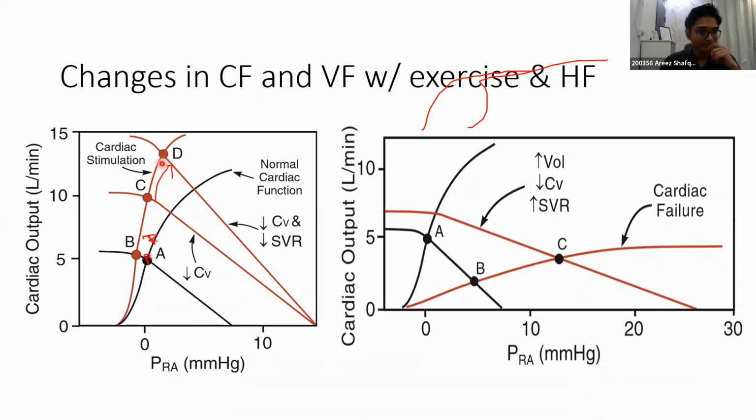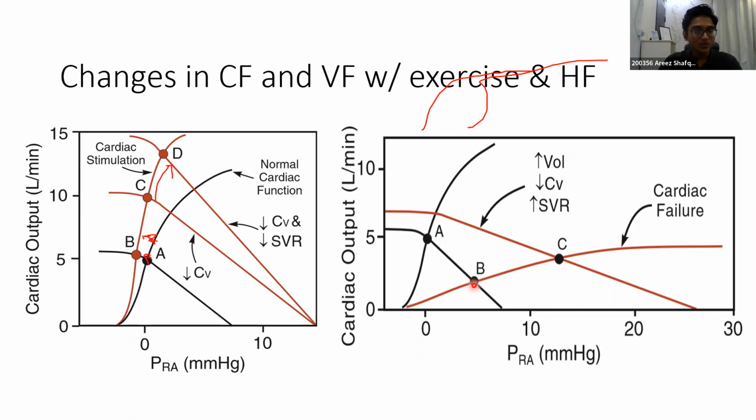Okay? So I hope this makes sense. This is for exercise, okay? Now let's go to heart failure. What happens in heart failure? So point A is the normal equilibrium point. In heart failure, I told you cardiac contractility goes down. So the curve will shift to the right. So you go from point A to point B, okay?